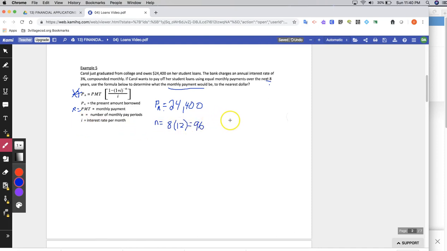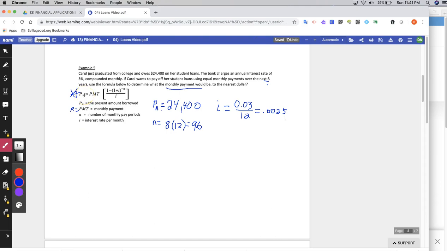And then the last thing we need to plug into our formula is the interest rate per month. And if you recall, as with annuities, you have to be careful. The interest rate provided in the problem is an annual interest rate of 3%. So we can convert that 3% into a decimal as 0.03, but that's an annual interest rate. So we have to divide that by 12, and we get 0.0025, and that is our interest rate per month. And now we have all the information necessary to plug into our formula to solve for what the monthly payments would be.